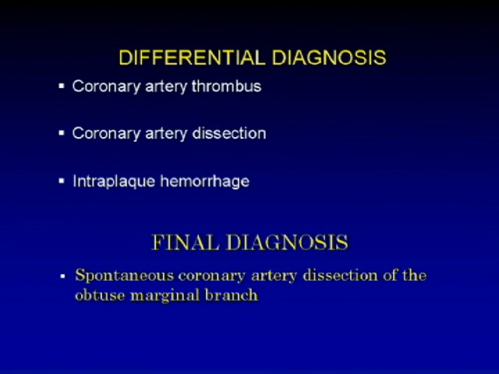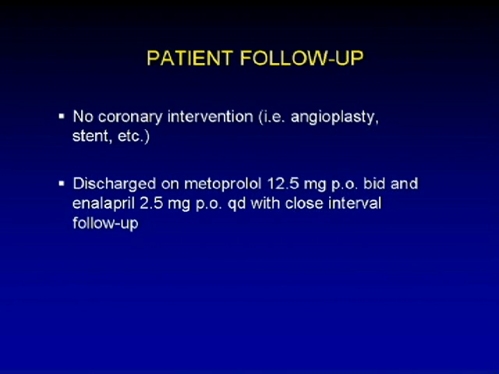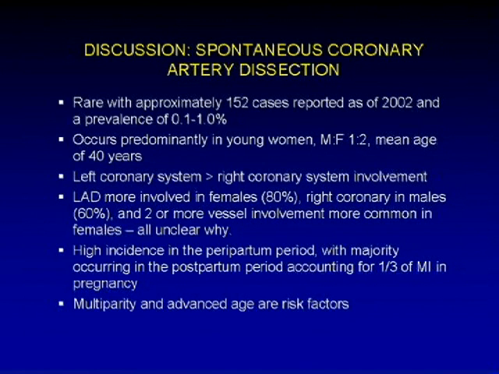The differential diagnosis in this case includes coronary artery thrombus, coronary artery dissection, and intraplaque hemorrhage. The final diagnosis was a spontaneous coronary artery dissection of the obtuse marginal branch. Our patient was treated medically and no coronary intervention was performed. This is because she was not having ongoing symptoms of ischemia, as well as the fact that her disease involved a very distal and small branch, as we'll see later on in the discussion section. She was discharged with metoprolol and enalapril.